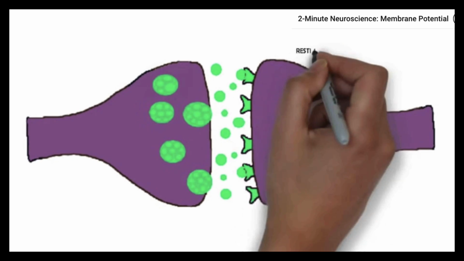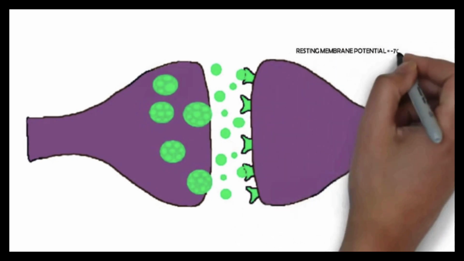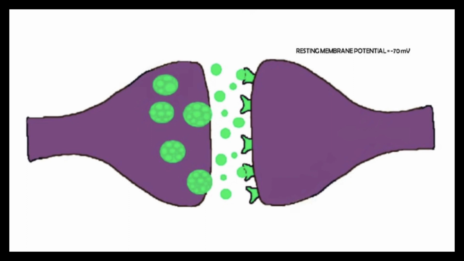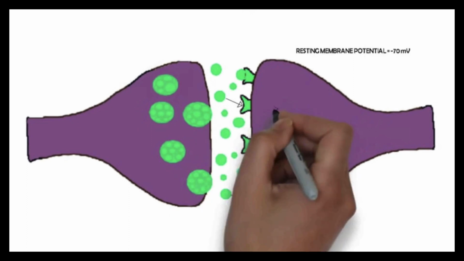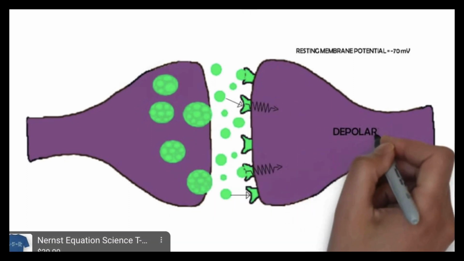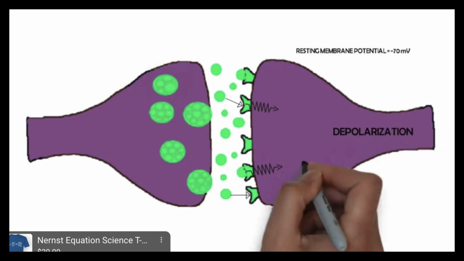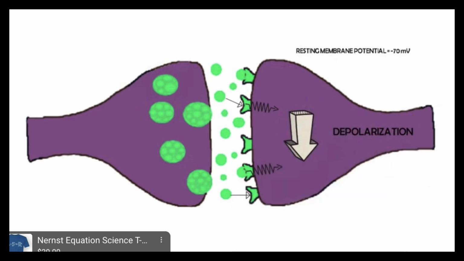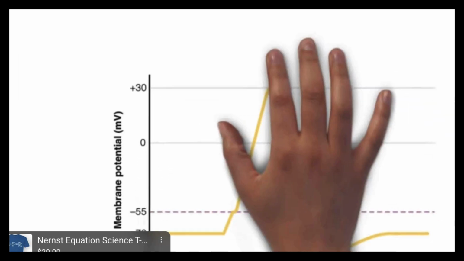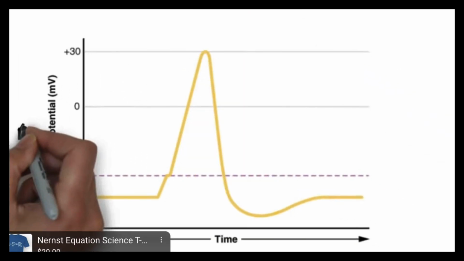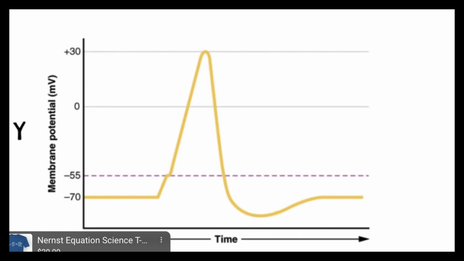The resting membrane potential of a neuron is around negative 70 millivolts. When neurotransmitters bind to receptors on the dendrites of a neuron, they can have an effect on the neuron known as depolarization. This means that they make the membrane potential less polarized or cause it to move closer to zero. This chart shows membrane potential on the y-axis and time on the x-axis.